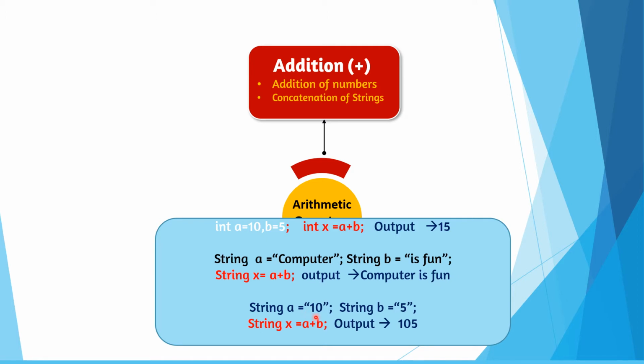And here we are taking strings instead of ints. Here we are saying string A is equal to 10 in double quotes.